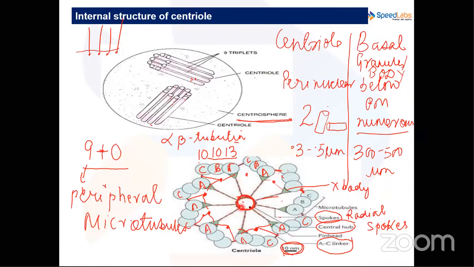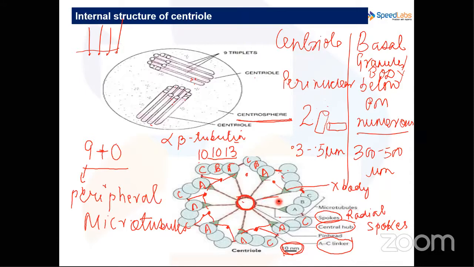And this is the central hub. It doesn't rotate like a wheel. Initially in cilia and flagella, it used to be thought to behave like a cartwheel kind of arrangement, but here it does not rotate. And you have the radial spokes. This gives a supporting structure. So this is the structure of a centriole. This is the structure of the basal body. These are just supporting structures. They do not rotate, they just support. So this is the internal structure of a centriole or basal body.